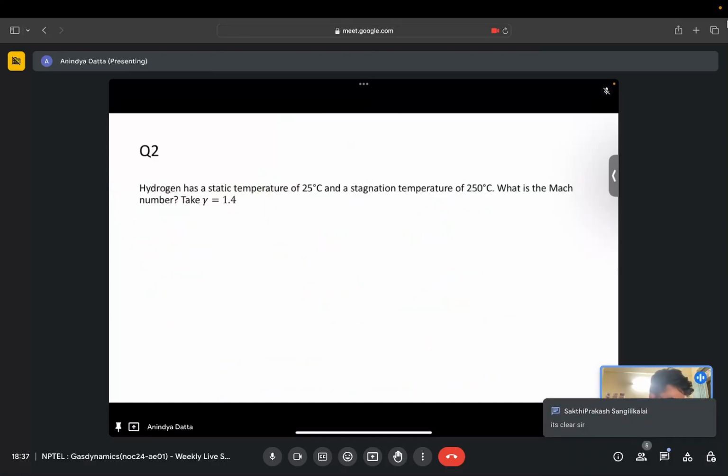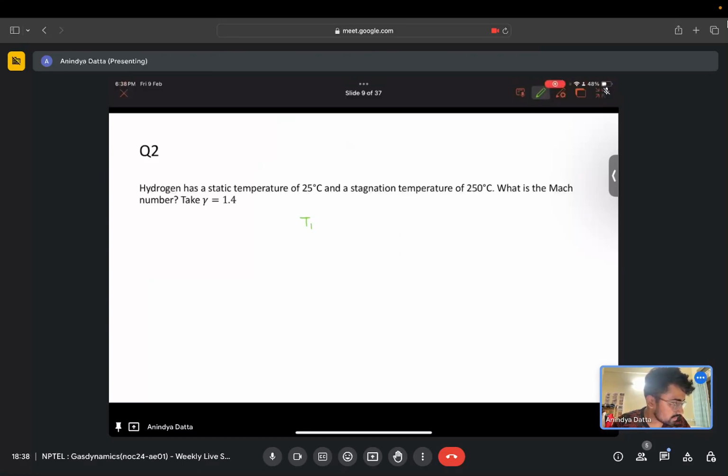Okay, so the question said that air has a static temperature of 25 degrees centigrade, which is 25 plus 273, which means 298 Kelvin. The stagnation temperature is 250 degrees centigrade, so 250 plus 273, 523 Kelvin. What is the Mach number? So the question is, what is the Mach number?